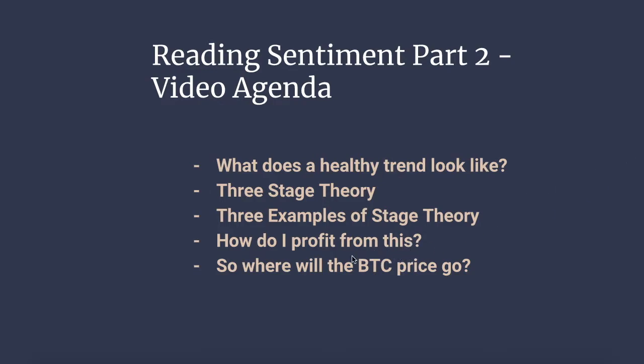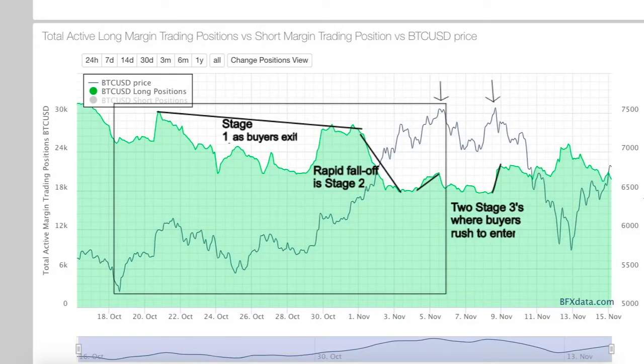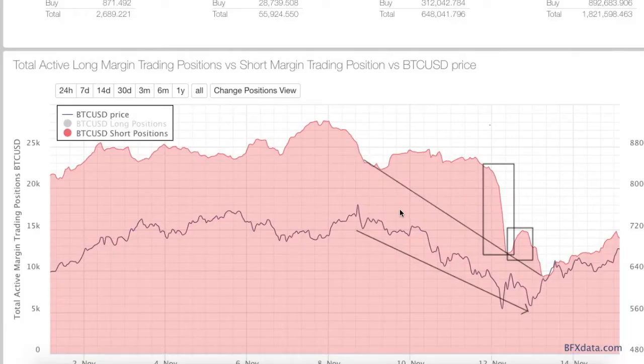One last note before we go to the live Bitcoin example is I want to say that stage 2 can be a rapid fall off, but it isn't always the rapid fall off that you might see. You could also see a slow fall off. So for stage 1, you should see that slow decrease, but you typically don't always see this large movement against the trend. For stage 2, you might just see a slower decrease. That's fine.